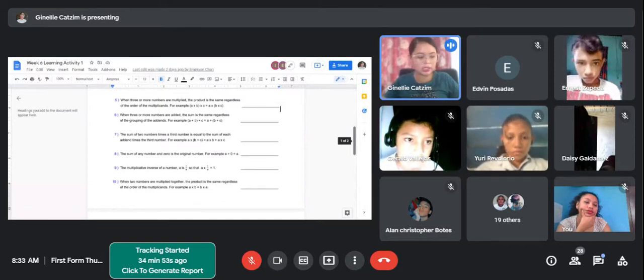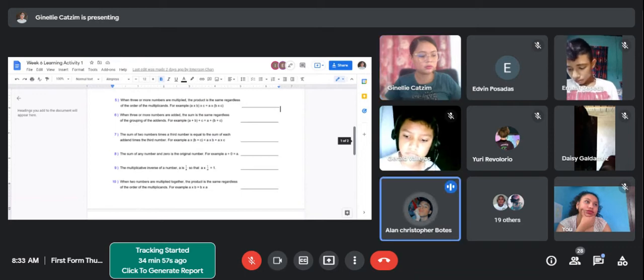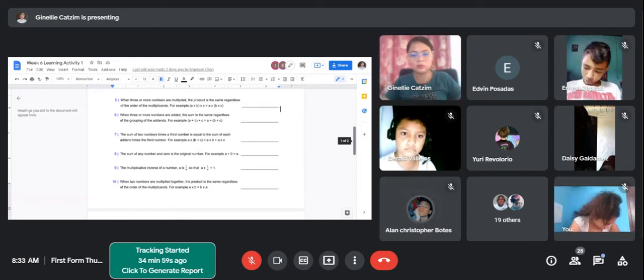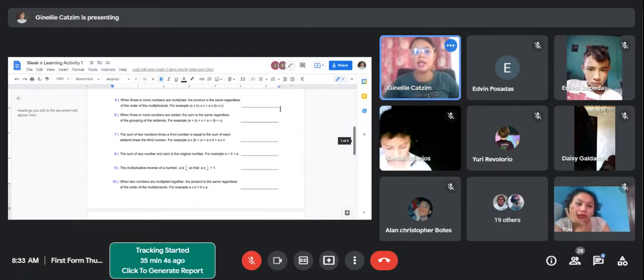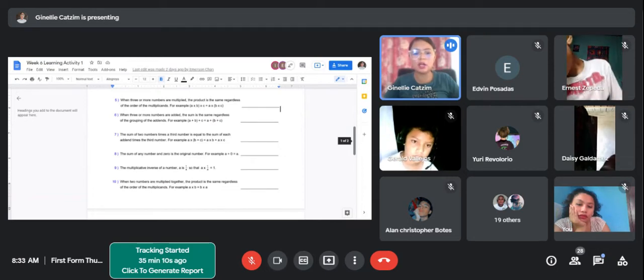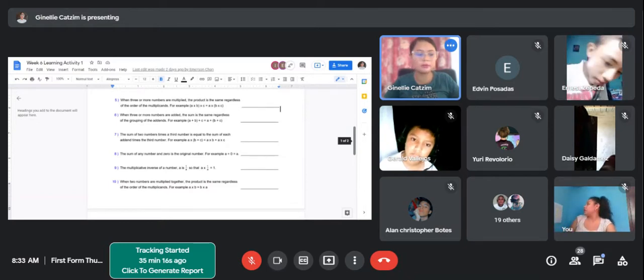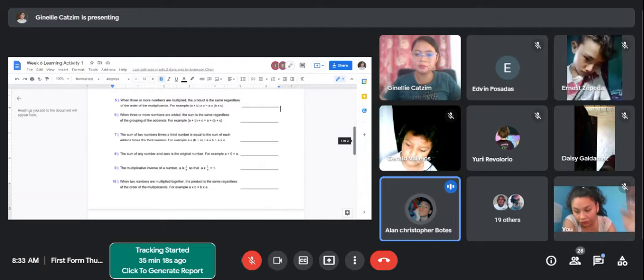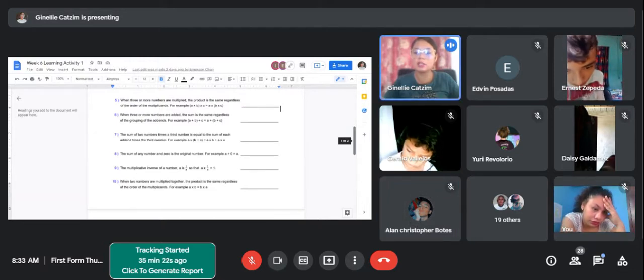Which property is this one? Inverse for number under multiplication. Inverse property under multiplication. And the last one, when two numbers are multiplied together, the product is the same regardless of the order of the multiplicands. For example, A times B equals B times A. Commutative law of multiplication. The commutative law of multiplication.